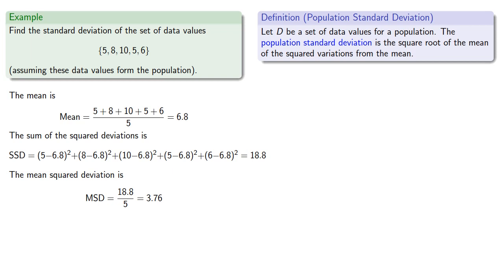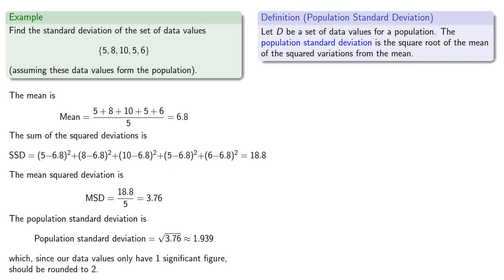And so the population standard deviation is going to be the square root of the mean of these squared variations. So we'll take our square root, and properly speaking, since our data values only have one significant figure, we should round this number to 2.